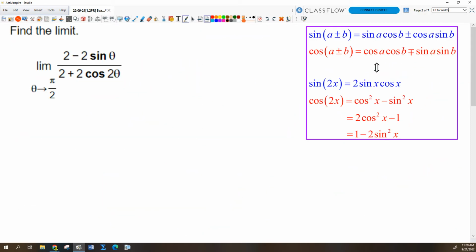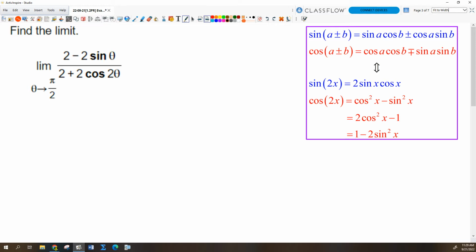All right, so then what about something like this? Okay, now this one, notice, is a different looking limit. It is indeterminate. If I let theta approach pi halves, I get 2 minus 2 times sine pi halves. Pi halves is the top of the unit circle where sine is equal to 1, and cosine equals 0. So I get 0 on the top, and on the bottom I get 2 plus 2 times cosine of 2 theta. Well, 2 times pi halves is pi, and cosine of pi is -1. So sure enough, I get 0 over 0, right?